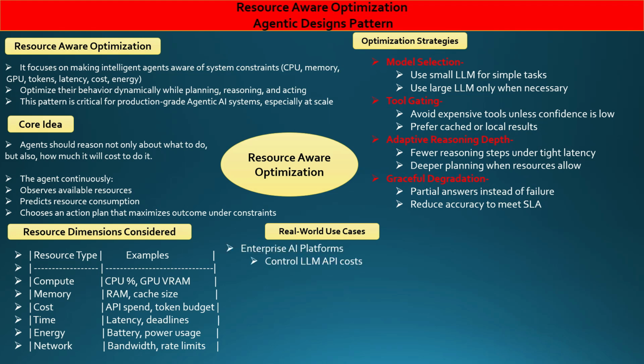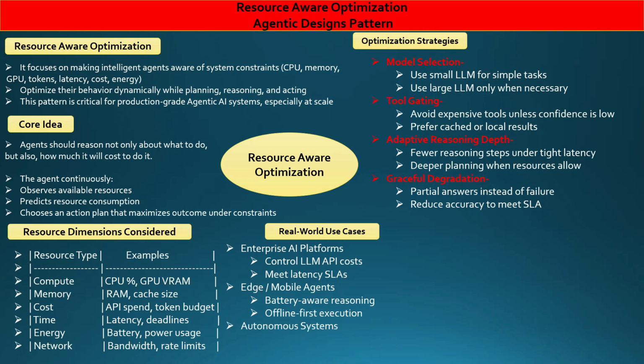It is used in enterprise AI platforms, where it controls LLM API cost while meeting the SLA; in edge mobile agents, with battery-aware reasoning and offline-first execution; and in autonomous systems, where we can use robotics, IoT, and real-time constraint handling.